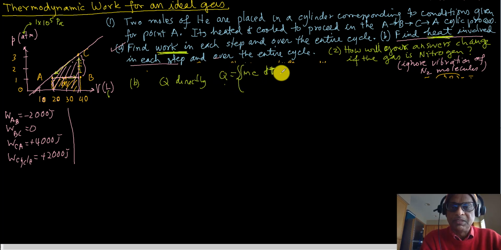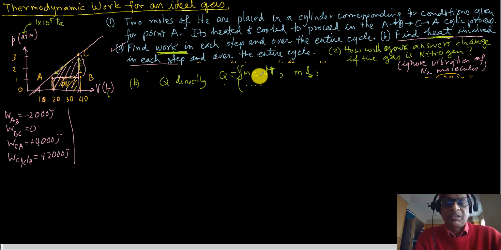There are several formulas, this and ml. This is specific heat transformation. So you have these formulas at your disposal to get heat in any process.